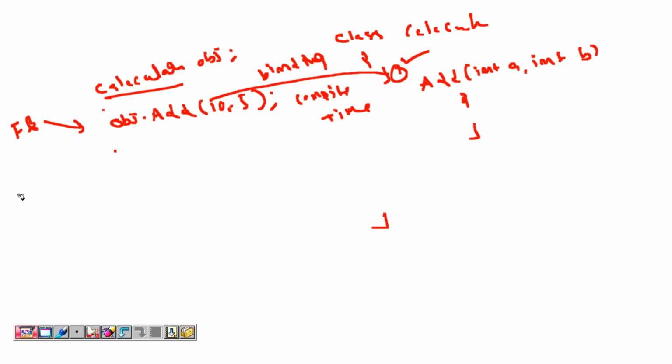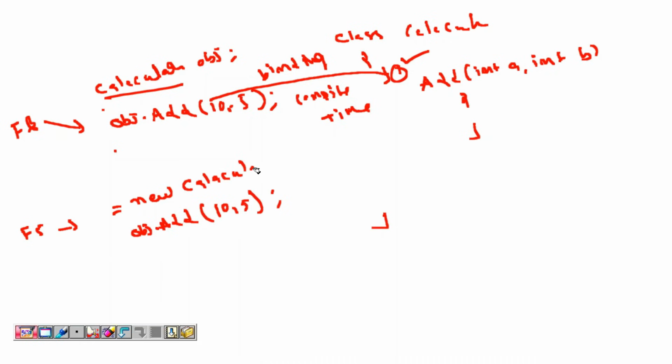Right. At runtime, when you press F5, obj.add(10, 5) has to run some method. Then will it consider LHS type or RHS type? RHS. Your object type is what? Calculate. Your object type is also calculate.